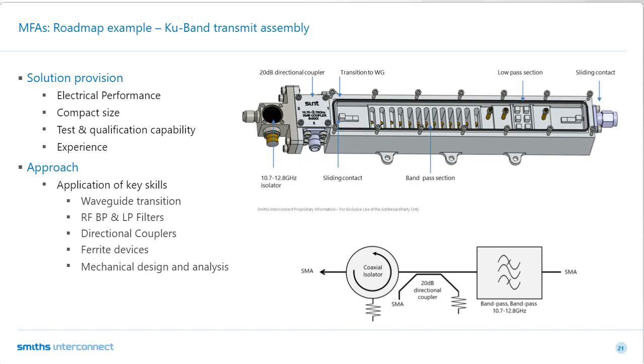Here's another one, a KU band transmit assembly, very similar to what you just saw. Again, you have an isolator up front. You have a coupler between the isolator and the bandpass filter section. And this, again, is because of not only thermal, but performance considerations versus buying the individual components.